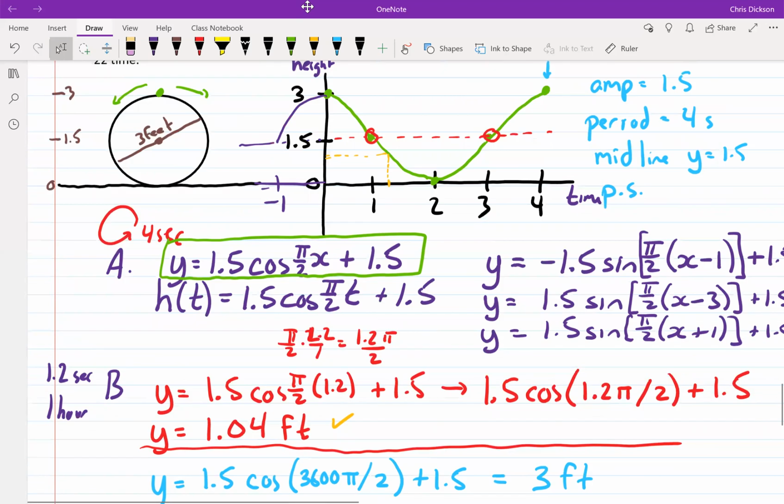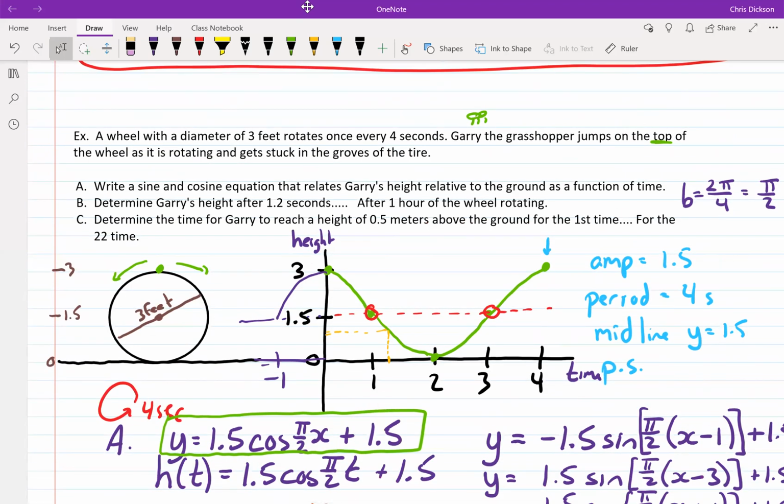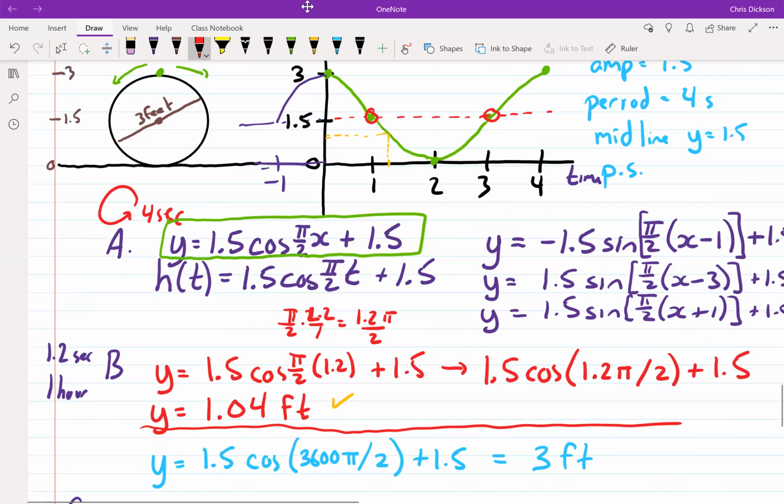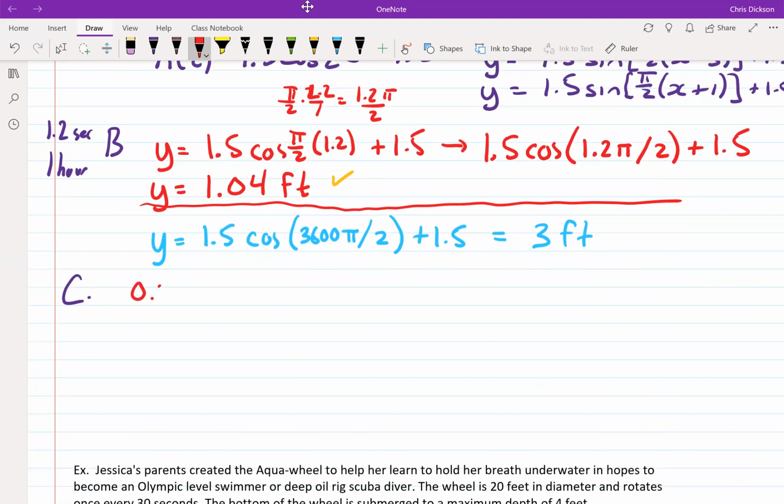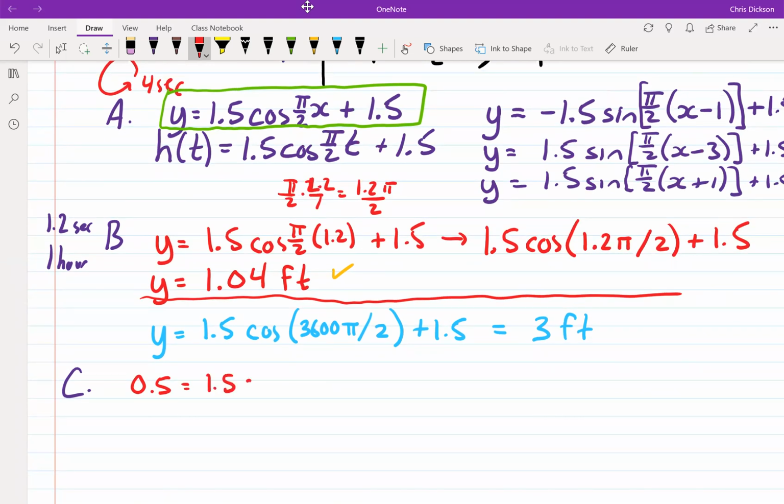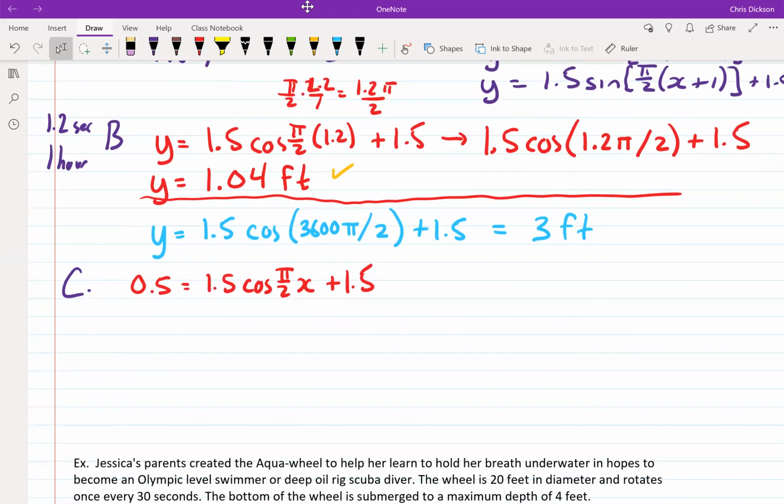0.5, yeah. Actually, I did make a mistake with this question right up here. I wouldn't be cruel to you like this. I would have said 0.5 feet. I wouldn't alter the feet and the meters and have you do some kind of weird conversion. So let's go 0.5 feet. And that equals 1.5 cosine pi over 2x plus 1.5. Okay, so this really is, where are we here?